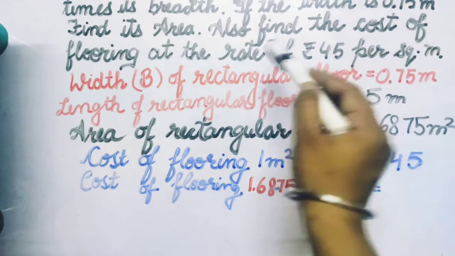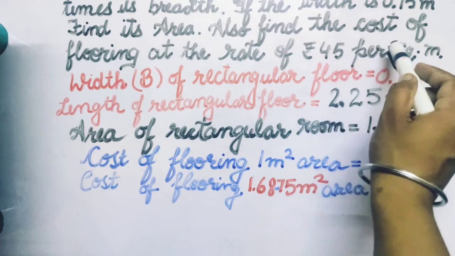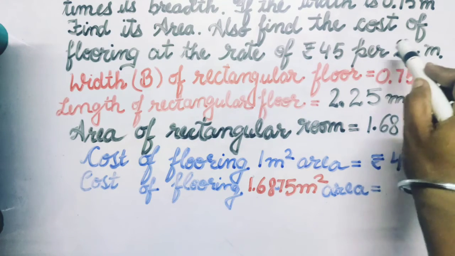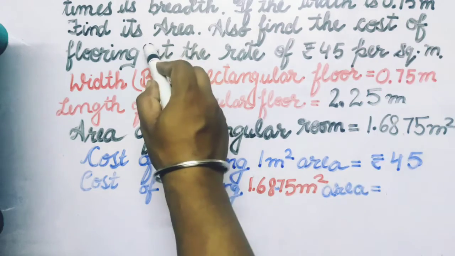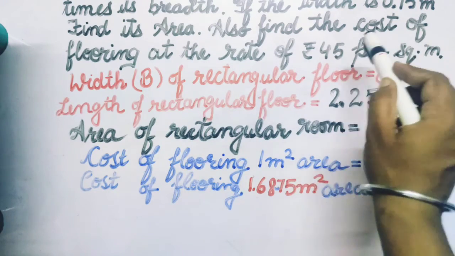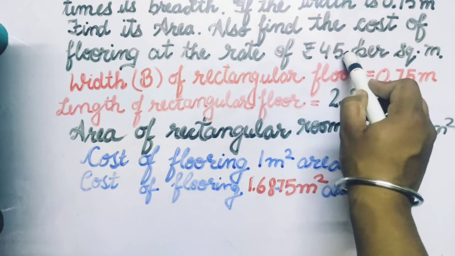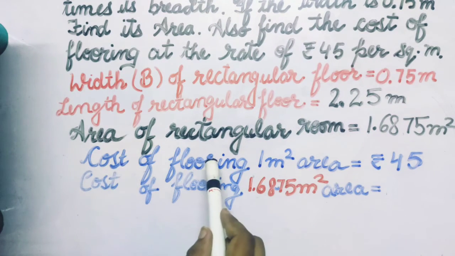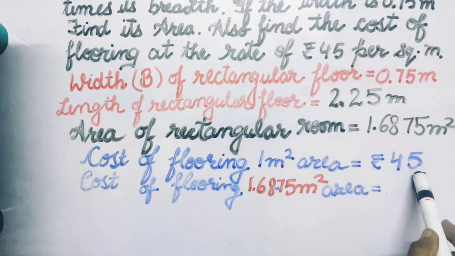Now in this question, one more thing is asked of us. Find the cost of flooring at the rate of rupees 45 per square meter. Per means, students, 1. It means the cost of flooring 1 meter square area is given to us as rupees 45. So I have written: cost of flooring 1 meter square area is equal to rupees 45.